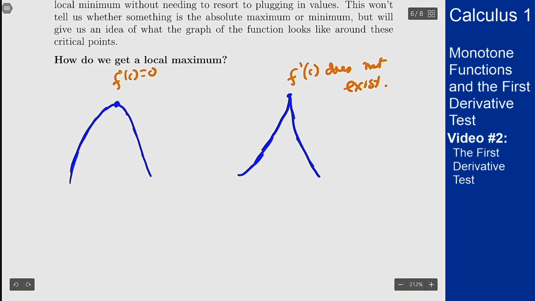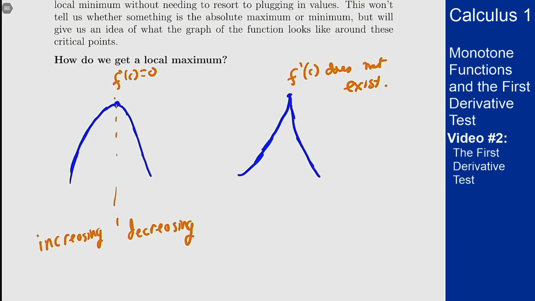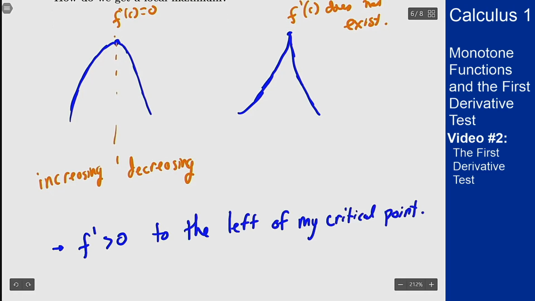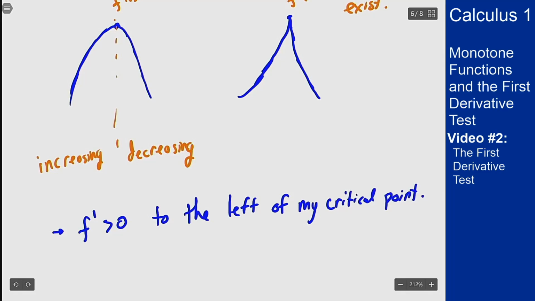Basically, I have to have the case where my function is increasing to the left of my critical point and decreasing to the right. That happens for the other case as well. But how can I talk about increasing and decreasing functions? We saw in the previous video that this could come down to the derivative. What really happens here is I need f prime to be positive to the left of my critical point, and I need f prime being negative to the right. This gives me a maximum.